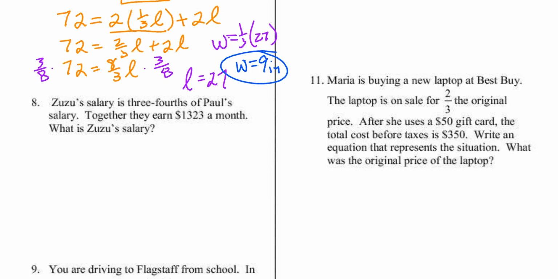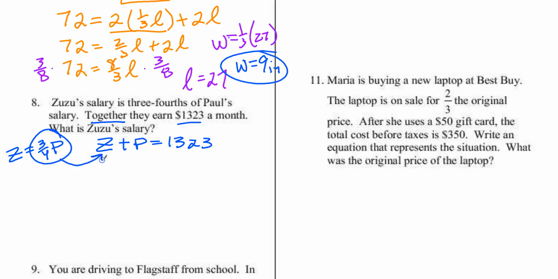Number 8, Zuzu's salary is 3/4 of Paul's salary. Together they earn $1,323 a month. So that means that Zuzu plus Paul is 1,323. And then we know that Zuzu is equal to 3/4 of whatever Paul is. So again, I'm going to take the value that I know Zuzu is, plug it in. So 3/4 P plus P is equal to 1,323.